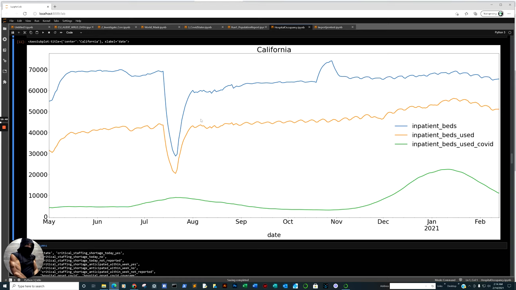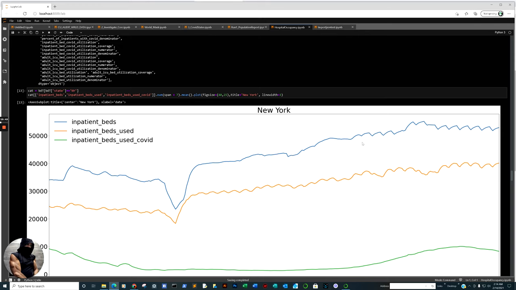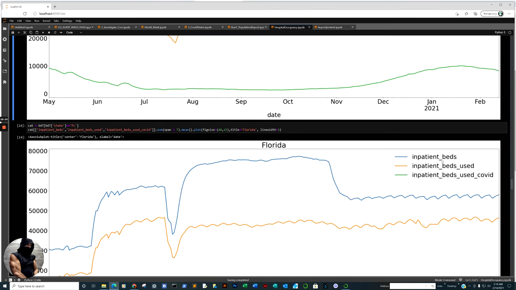And there's your aspect there, your gap between inpatient beds and those used. And a lot of them could be staffing issues. New York, same thing. You're seeing a drop. So I'm curious when that state of emergency is going to end.